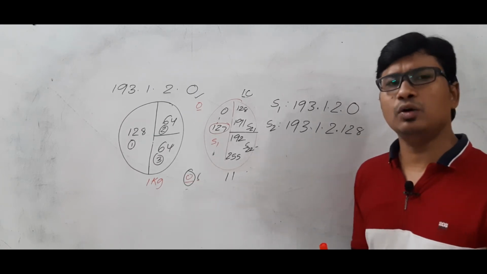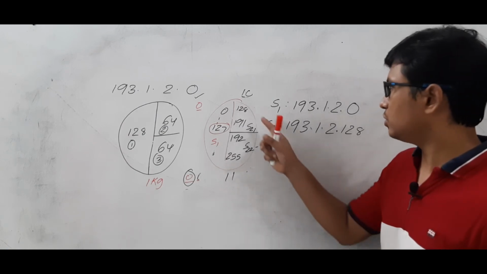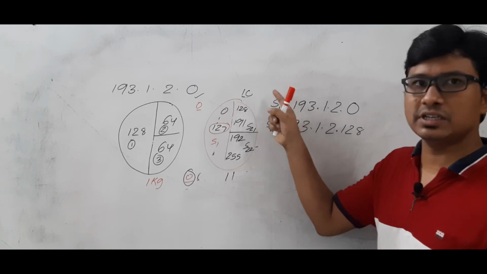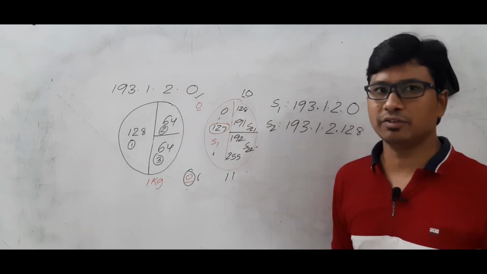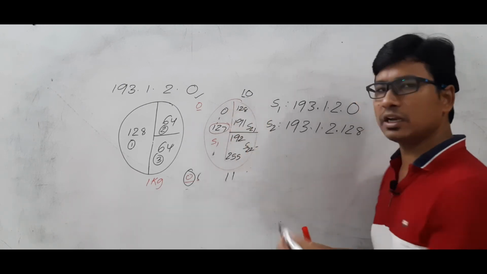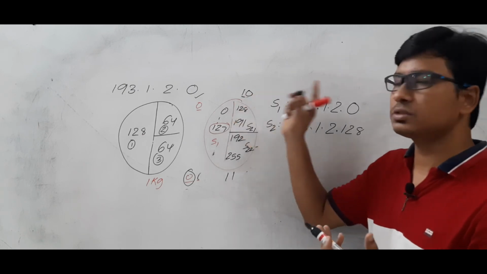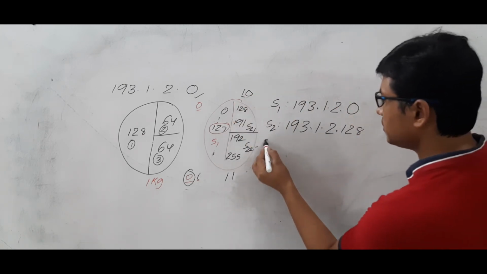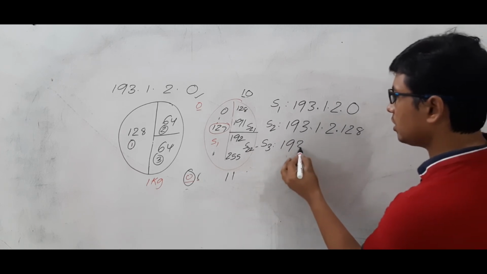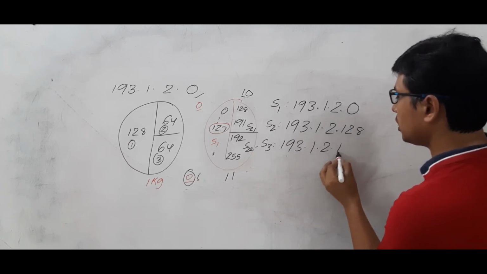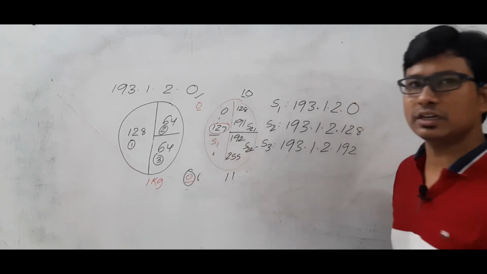How am I getting this? If you keep the host ID bits all zeros, then you will get the subnet ID. Because the remaining 6 bits are the host ID, because already 24 bits you have allocated for the network ID and 2 bits are allocated for the subnet. The remaining 6 host ID bits, if you keep all zeros, then you will get 128. Similarly, the subnet ID of S3 is 193.1.2.192.